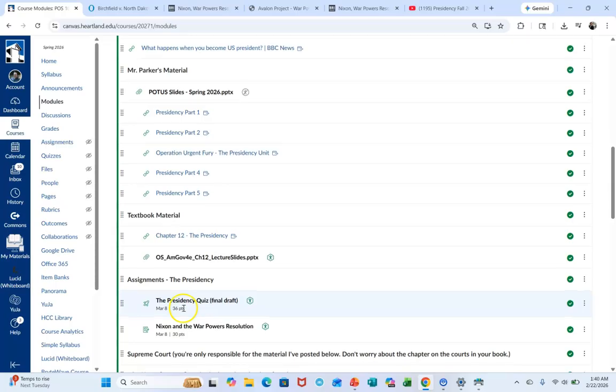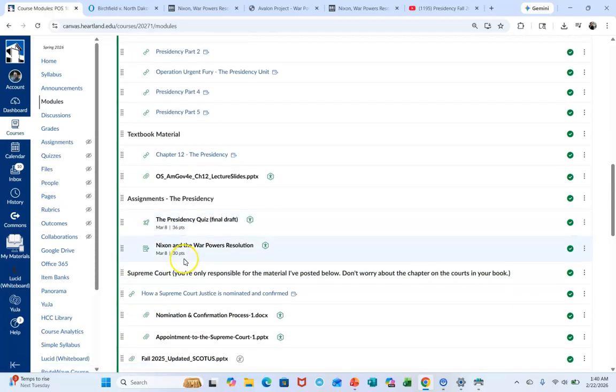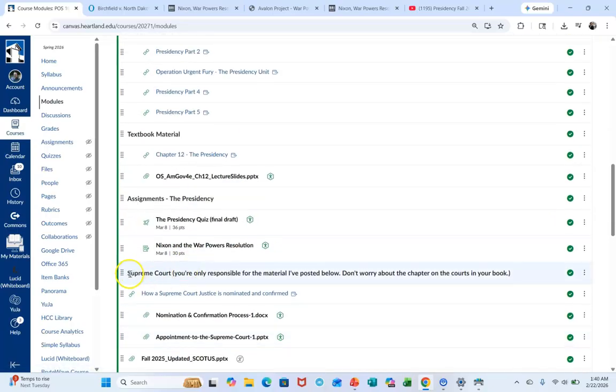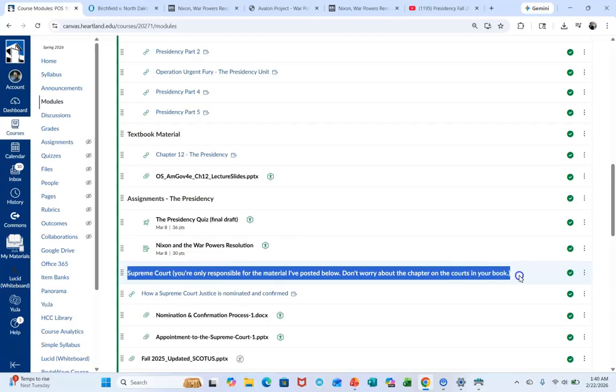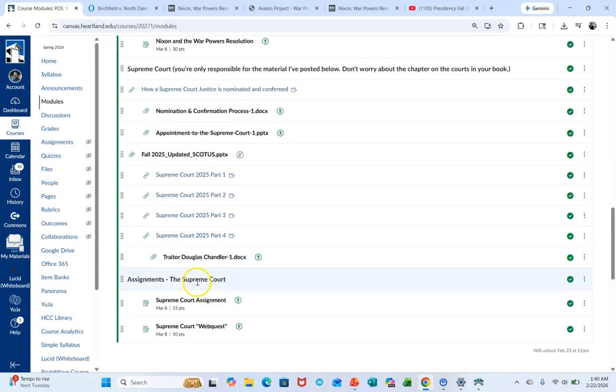They take some time. They're not complicated, but they take some time. So don't put them off until the last second. Supreme Court, like I say here, don't worry about the chapter in your textbook. Don't even read it. You're only responsible for what I have posted here. And this is optional. It has just been something of interest to students in the past, and I thought you might have liked it. Might like reading it as well.